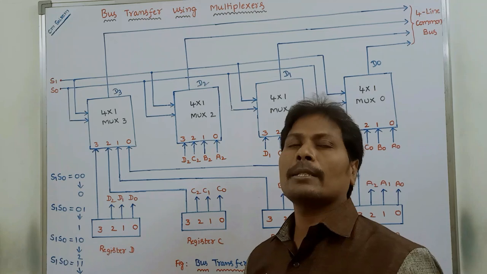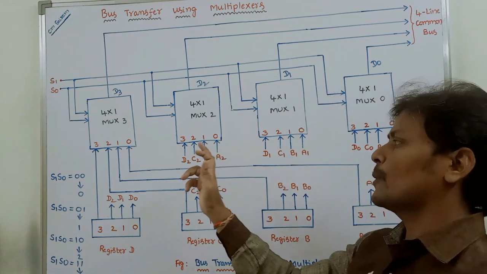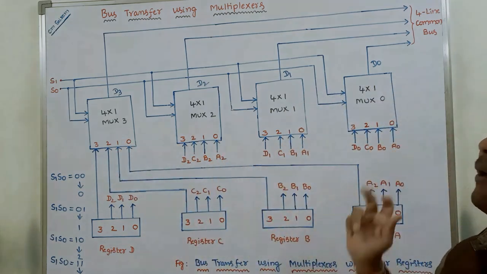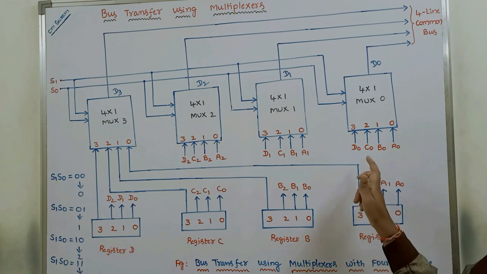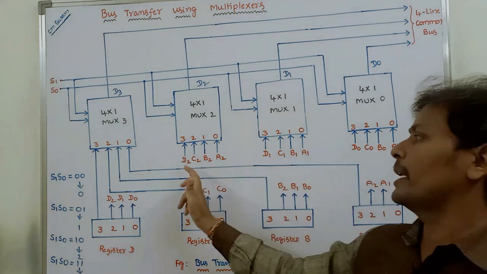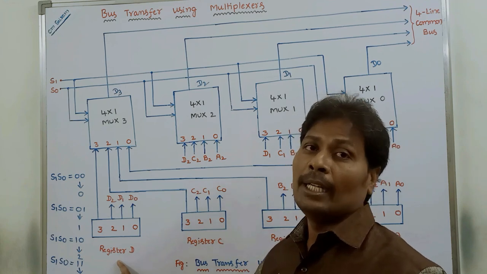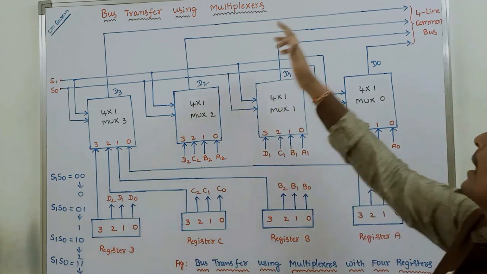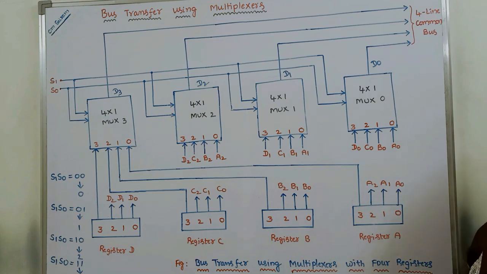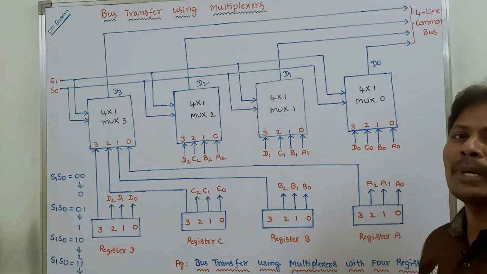S1, S0 is equal to 1, 1, we have to select third data input of each and every multiplexer, that is D0, D1, D2, D3. Therefore, register D is selected. The content of register D is transferred to 4-line common bus. So, this is the working of bus transfer using multiplexer. Suppose we are taking a common bus system.